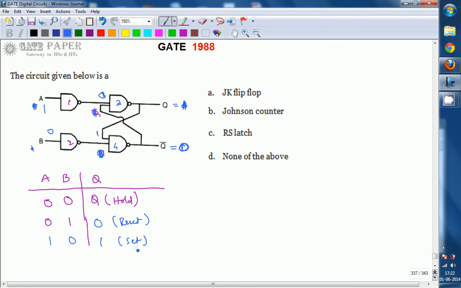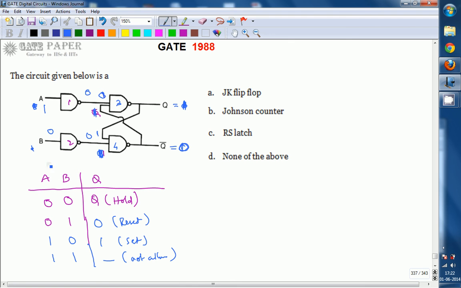That is nothing but the set state. And the 1 1 combination is not allowed, because if you apply 1 1, the outputs of inverters 1 and 2 will both be zeros, and both Q and Q bar have to be 1 1. So Q and Q bar will become 1, but that is not the property of a flip-flop. Flip-flop outputs must be complements of each other, so this is not allowed.